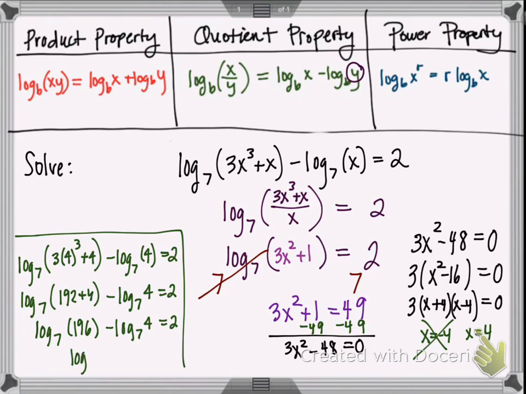So I'm going to use the quotient rule. If you're subtracting, you can divide these. So 196 divided by 4 is 49. So log base 7 of 49 is equal to 2. So 7 to what power gives you 49? And the answer is 2. So the only solution here is x equals 4.